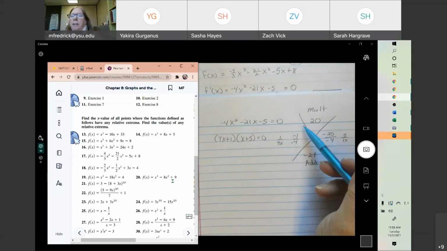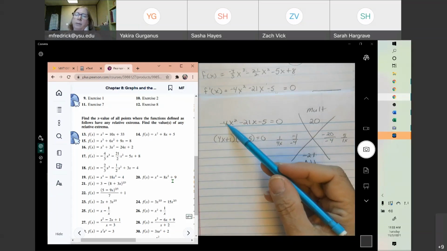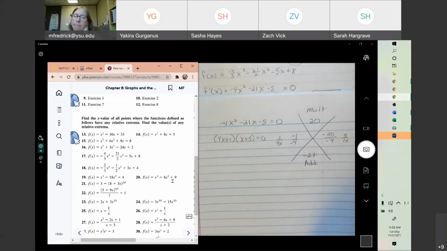I think this is the easiest method I've found for factoring when there's a number in front. Any other questions on that?